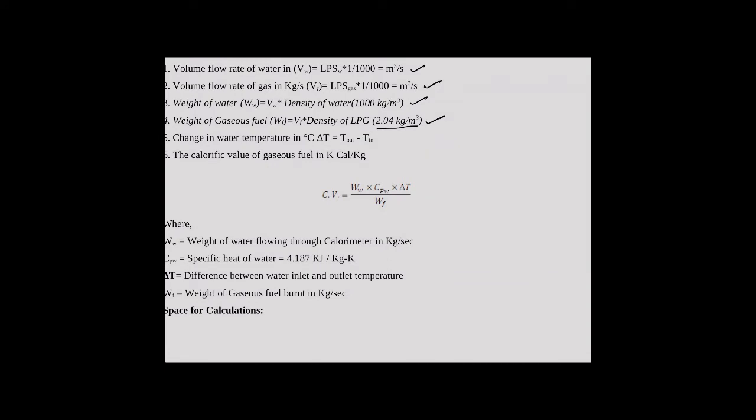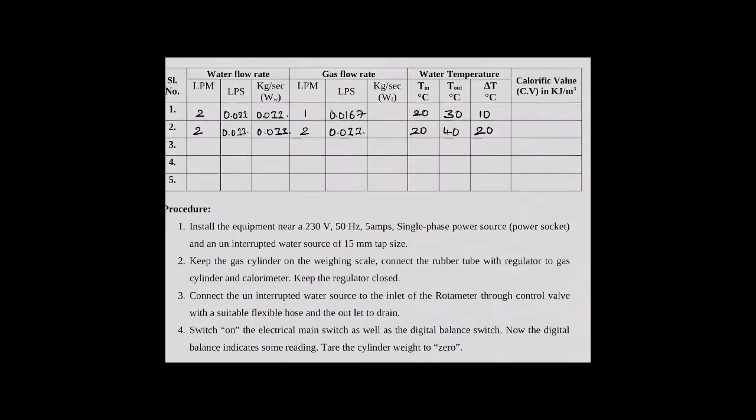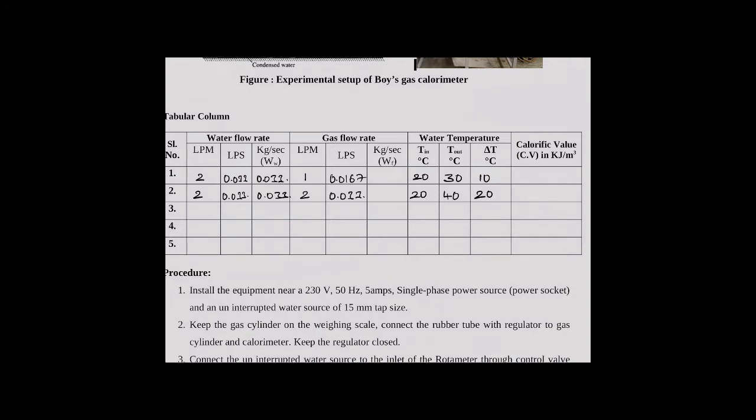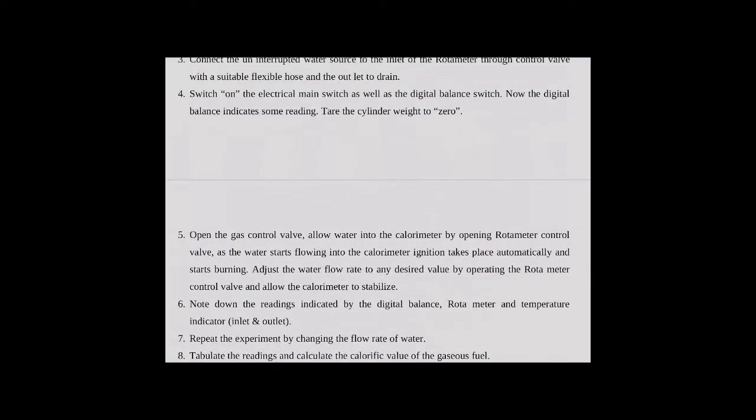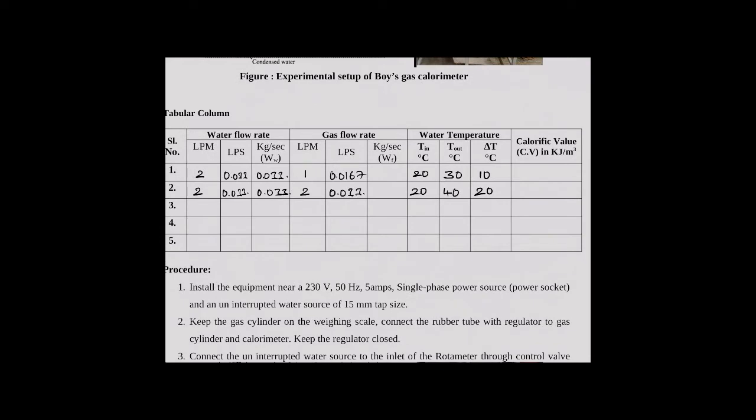So the weight flow rate is the volume flow rate of your gas multiplied by the density of the gas. So that is 0.0167, then multiplied by its density. This is directly in terms of liters per second, and I'm going to multiply by the density of it. So 2.04. If I do that, I'm getting around 0.034068 kg per second. Okay, this is what I'm going to get.